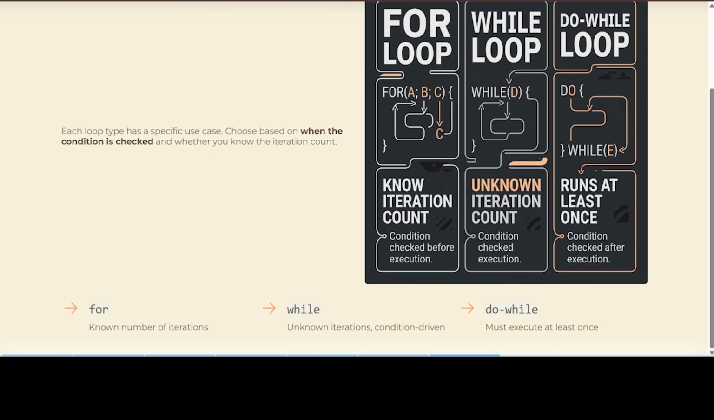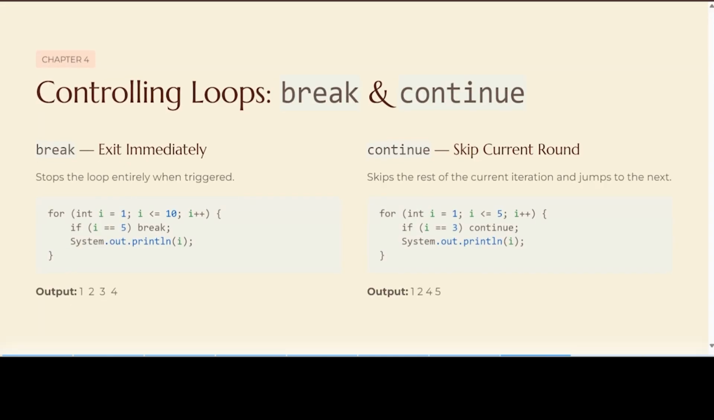Okay, and then we will see break and continue. These are the loop controlling statements. Break exits immediately; continue skips the current iteration. This is the major difference. First we are going to see break. Break means it will exit immediately. I will code break and continue so that you are familiar with them, right?